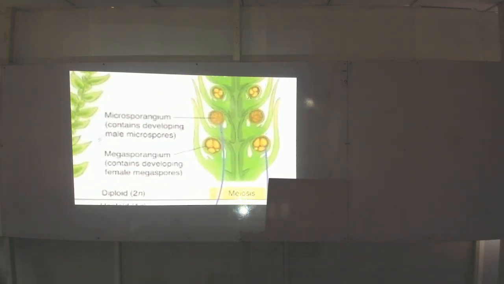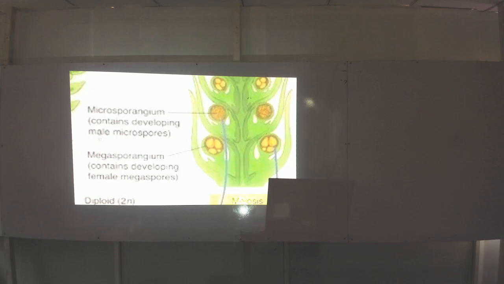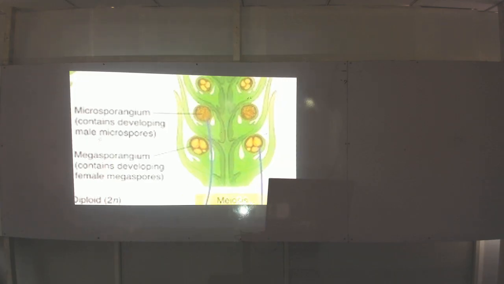Right? So you can see this is a megasporangium. Inside you have megaspores developing. Usually 4 megaspores are produced. Why 4? Because normal meiosis produces 4 cells. Meiosis gives 4 daughter cells, right?